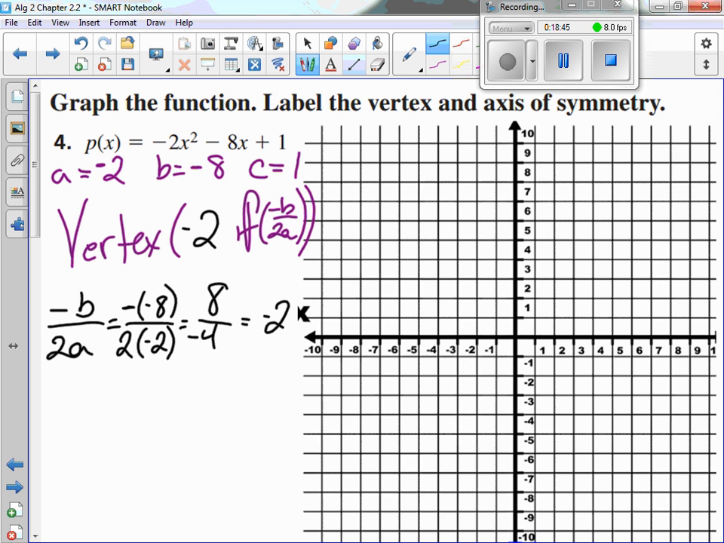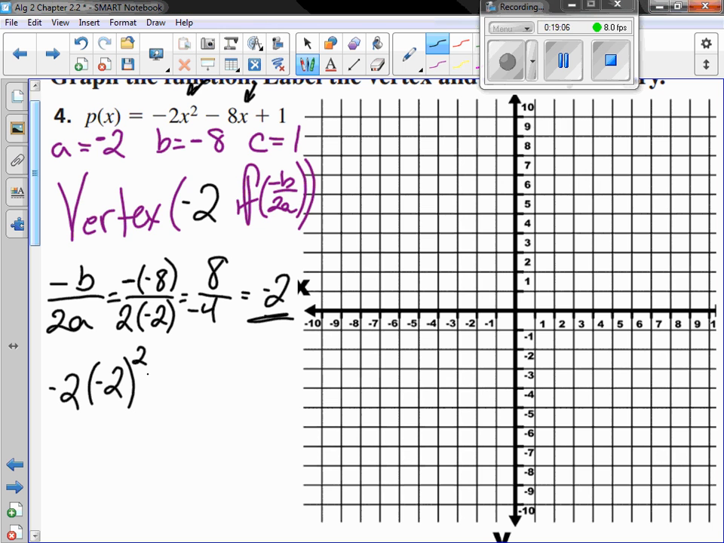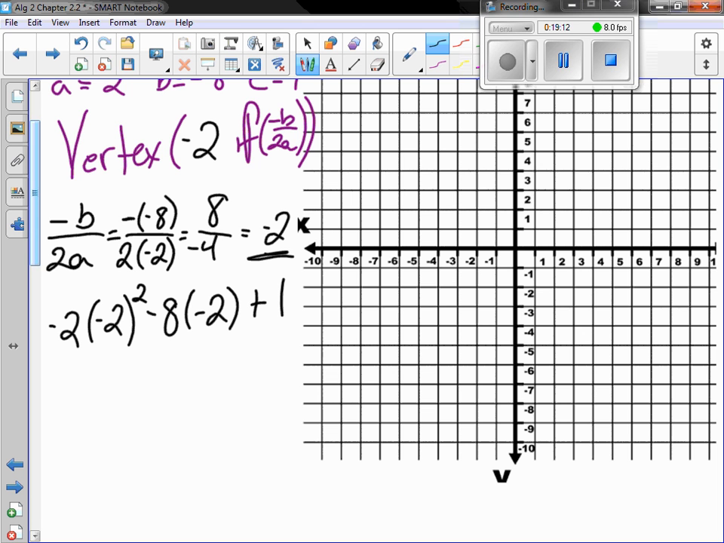Any questions on how we found the x value of the vertex? Did we also find the axis of symmetry by doing this? Well, yeah, x equals negative 2, and we'll write that up in a little bit. But now what we do is we take this negative 2 and we plug it in for x. So we get negative 2 times negative 2 squared minus 8 times negative 2 plus 1. We plug it back into the function to find the y value of the vertex.